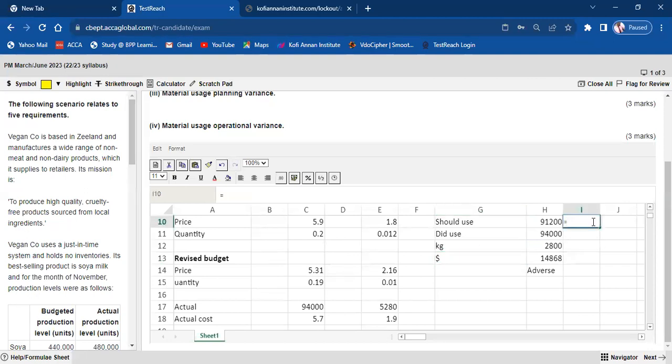Sugar, revised budget was, we should have used 0.01 of a kilogram to produce each one of the 480,000 of the product. But we did use 5,280 kilograms. We have used bigger minus smaller. We have used 480 kilograms more. This 480 kilograms in dollars must be valued at the standard price of 2.16. We use more, so that's an adverse variance.